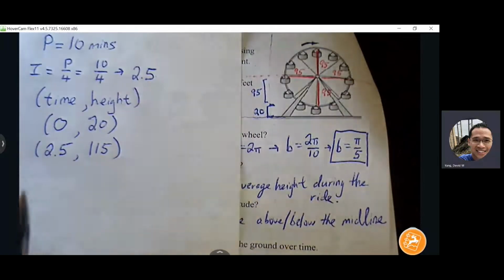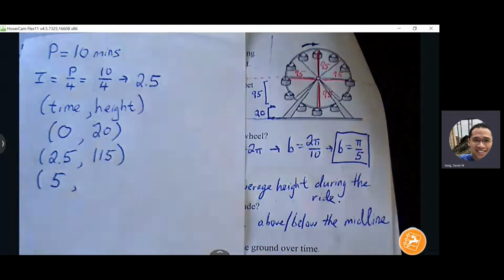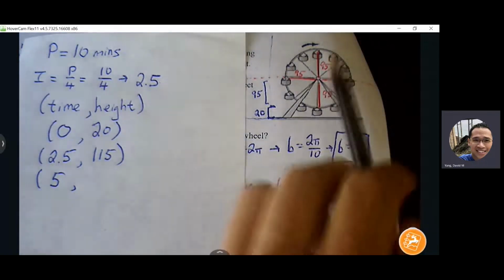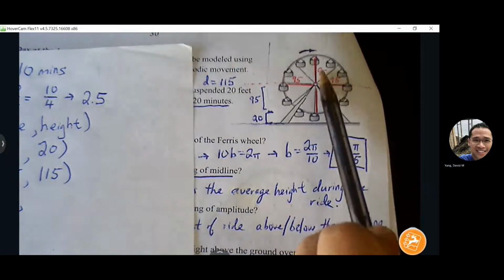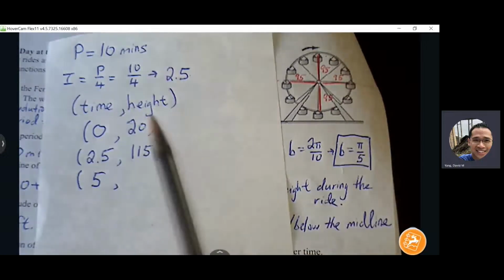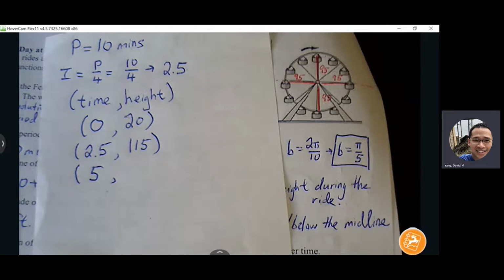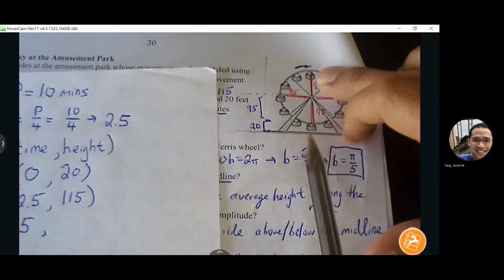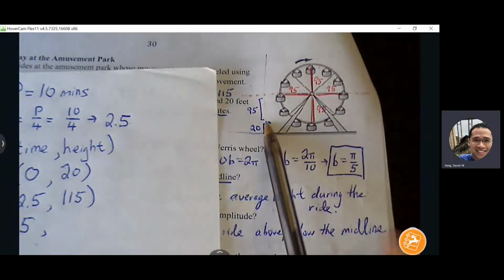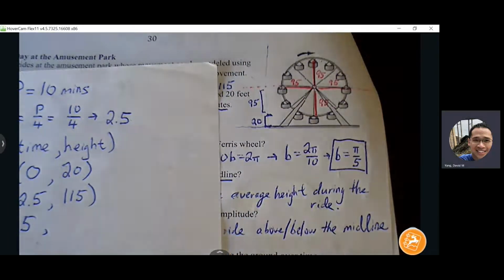5 minutes into the ride, which will be halfway. We know the full ride is 10 minutes, so halfway, assuming that this ride is going the same speed all the way through. Where will we be? How high off the ground? Oh, sorry, it's a 2.5. Yeah, so that's just my interval, right? So 0, 2.5, 5, 7.5, and 10. So 5 minutes in. Okay, it has to be 20 plus 95 plus 95, which is 210.